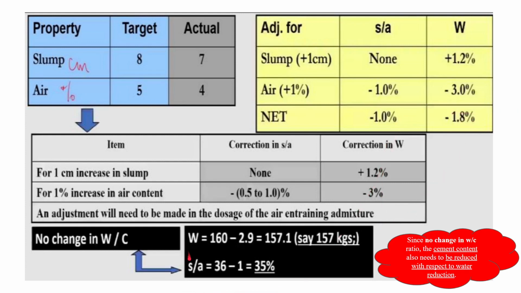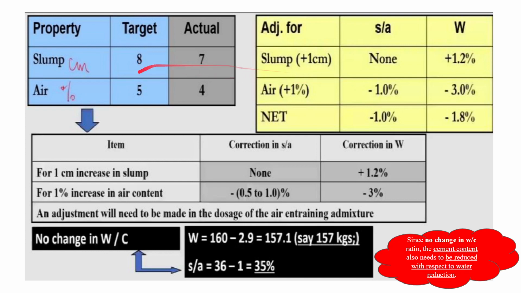The W value which we calculated was 160. If we have to reduce 1.8%, 1.8% of 160 is 2.9. So 160 minus 2.9 gives 157.1, or 157. Similarly, we have to reduce S/A percent by 1, so it was 36, we reduced by 1, it became 35.